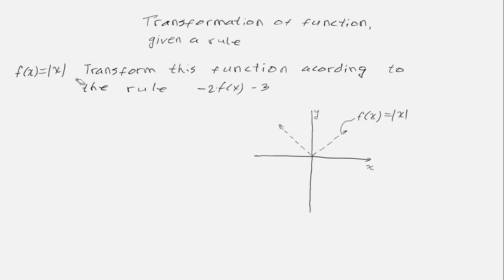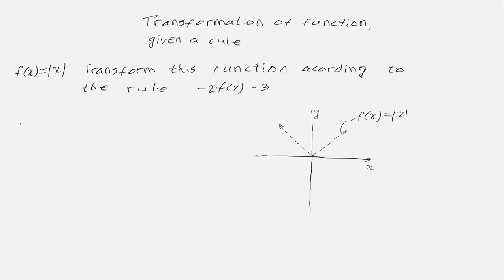Well, f of x equals absolute value of x looks like this. It's a big V with two branches under 45 degrees with x-axis. Now, let's first see how that is going to change algebraically and then what's going to happen graphically.